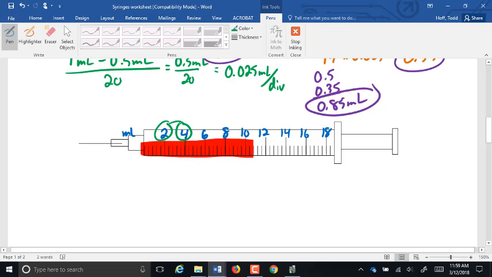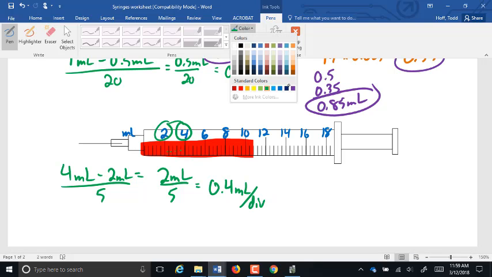We'll go from the 2 to the 4. That gives us a difference of 2 milliliters in that range. And the number of markings is just 1, 2, 3, 4, 5. So 2 milliliters divided by 5, that's 0.4 milliliters per division.